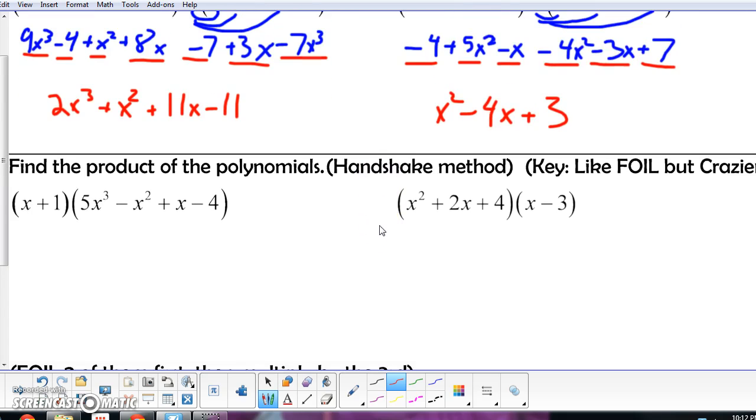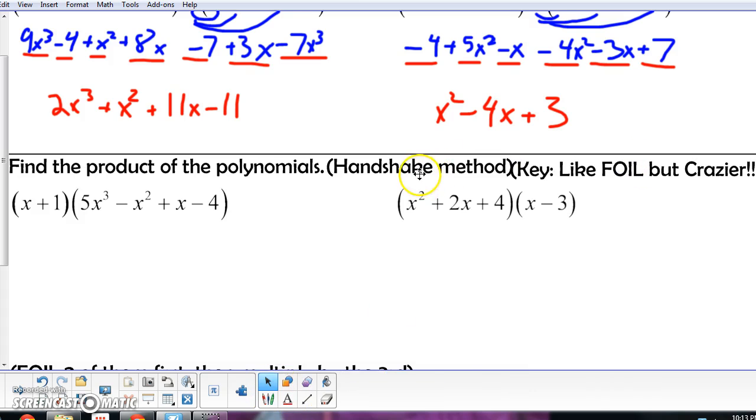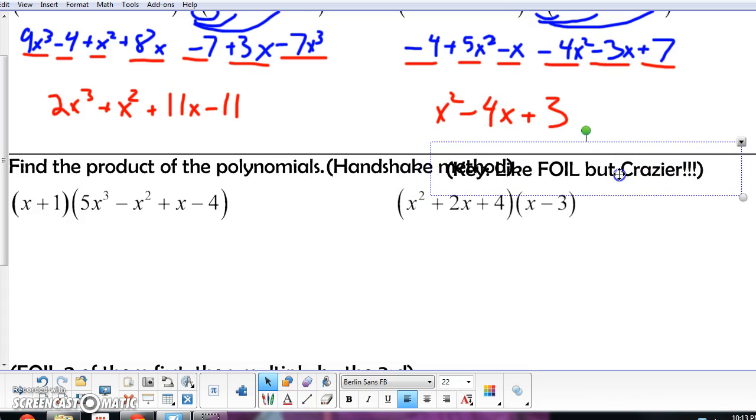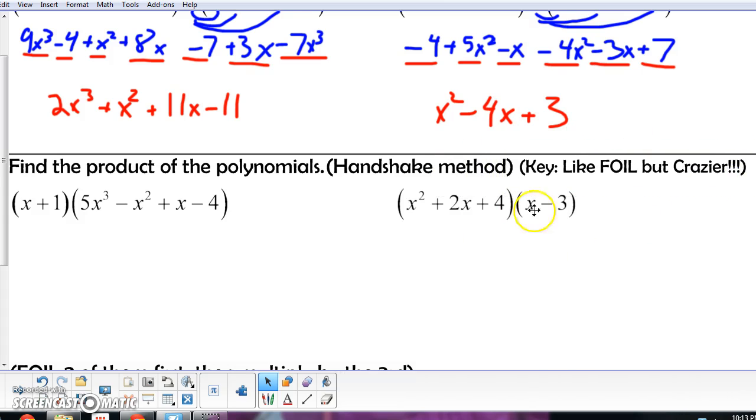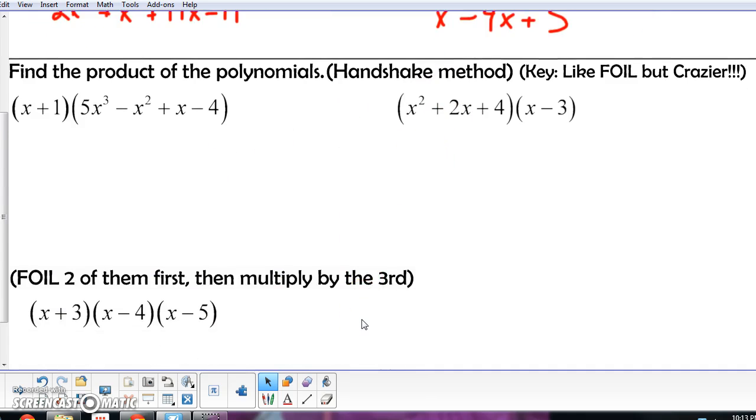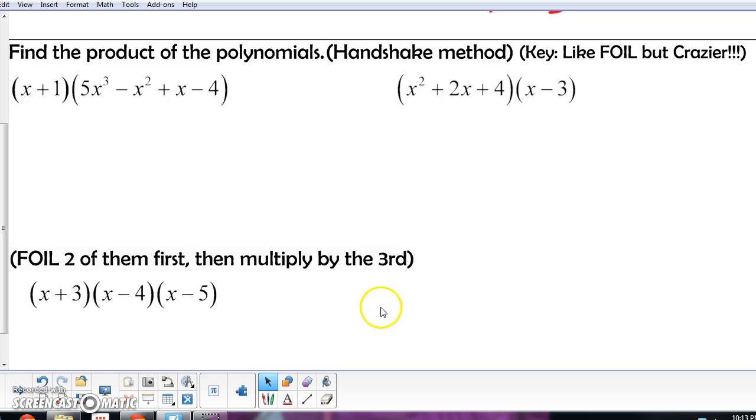Now the next thing we're going to do is we're going to multiply some polynomials together. So multiplying, I like to think of it, call it the handshake method. It's kind of like FOIL, it's just a lot crazier. There's just a lot more stuff going on. But the premise of distributing all the terms in one polynomial to all the terms in the other remains the same. So that's what FOIL was. It was an acronym that helped us remember to distribute everybody from one polynomial to everybody in another polynomial.